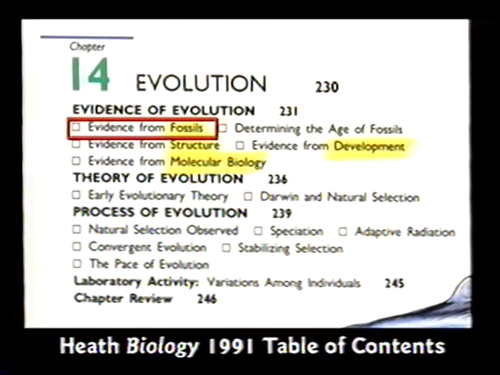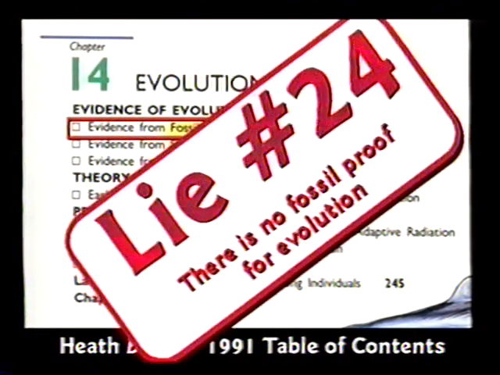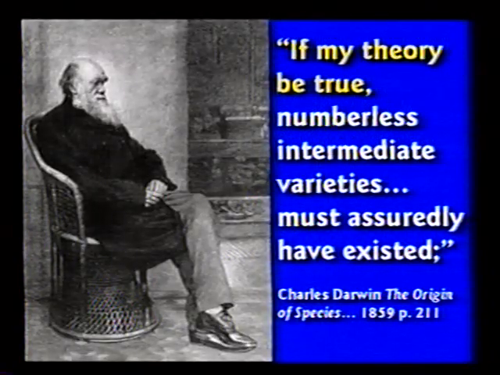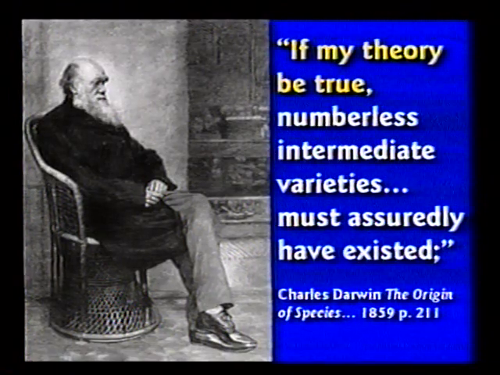Somehow they get around to telling our kids that fossils have evidence for evolution. Like this one says, we have evidence from fossils for evolution. Now just hold on a minute. No, we don't. That is lie number 24. There is no fossil evidence for evolution. None. Darwin said in his book, if my theory be true, numberless intermediate varieties must assuredly have existed.